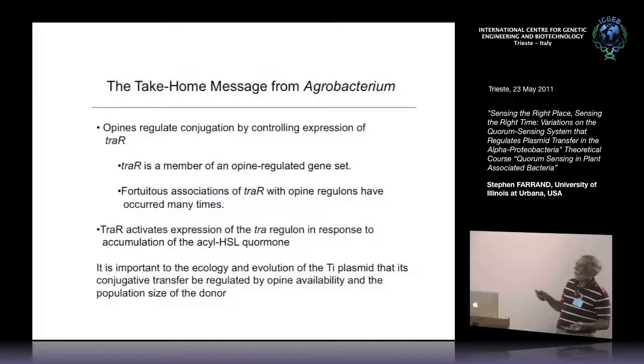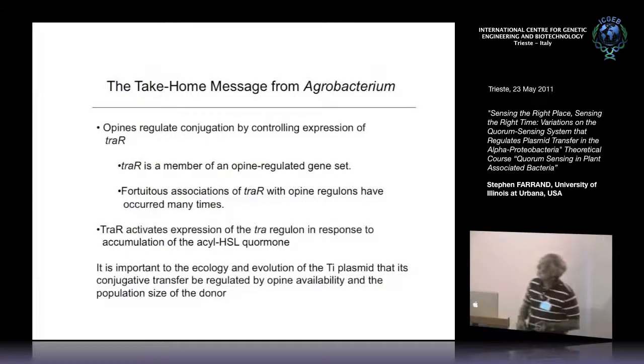TRA-R activates expression of the TRA regulon in response to the accumulation of the acyl homoserine lactone hormone. Of course, that's the way the system works. What is important here is the ecology and evolution of the TI plasmids, and that is that conjugative transfer is regulated by opine availability and the population size of the donor.